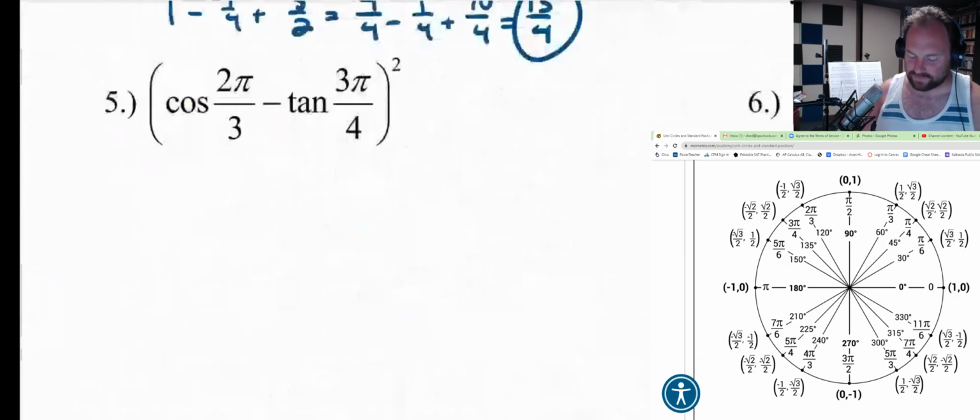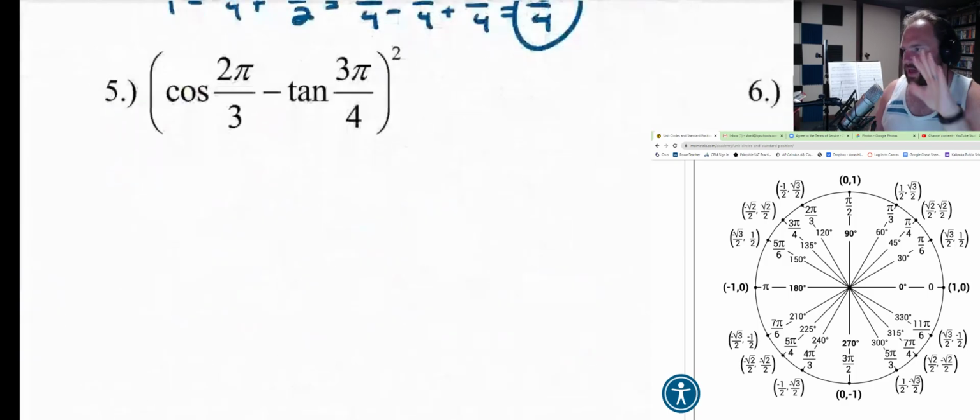Okay, now we finally delved into Radian mode. So every angle in AP Calc will look like this. You will not have any degrees in this class. Good. So 2 pi over 3, 3 pi over 4, standard angles. Let's do the substitution first and then do the math.